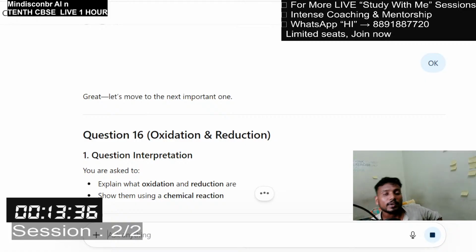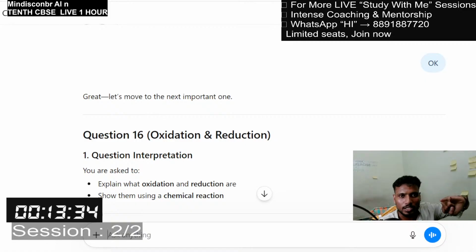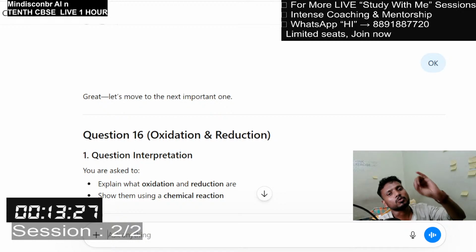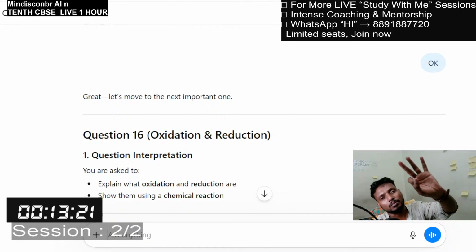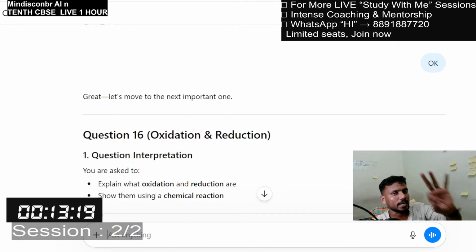Oxidation and reduction. What is oxidation? Addition of oxygen, removal of hydrogen, or removal of electrons is an oxidation reaction. What is a reduction reaction? Removal of oxygen or addition of hydrogen or addition of electrons is a reduction reaction.